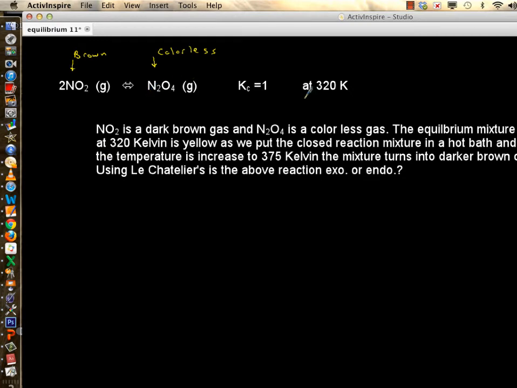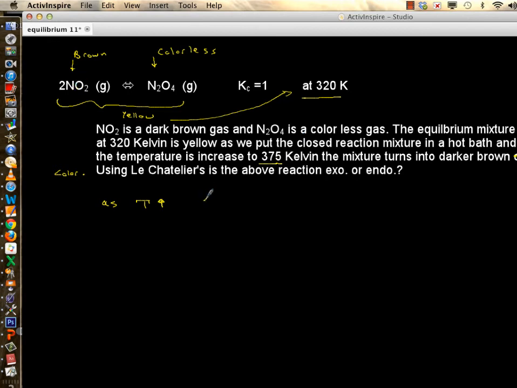Now this question is saying at 320 it's a yellow vessel. So this reaction is yellow at 320. Now when temperature is increased to 375 Kelvin, it becomes darker brown. You don't see the last word, color. Now using Le Chatelier, is this reaction exo or endo? So as temperature is increasing from 320 to 375, you are really becoming more brown.